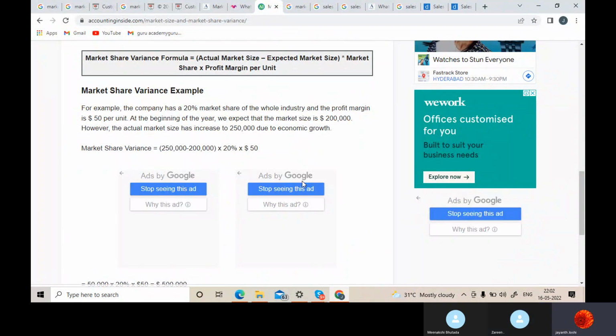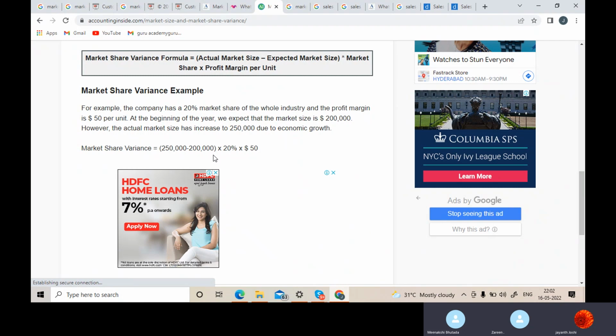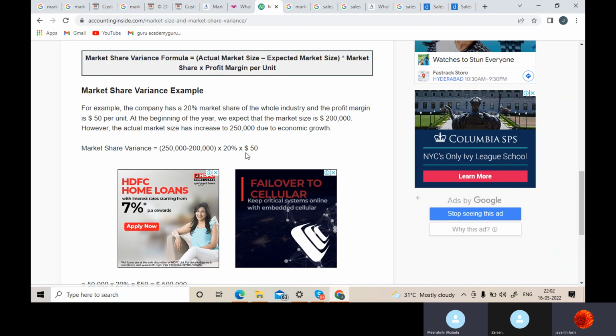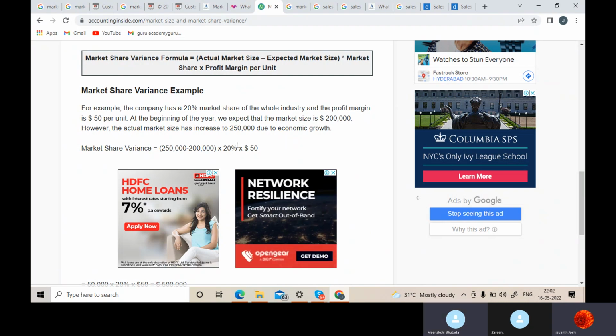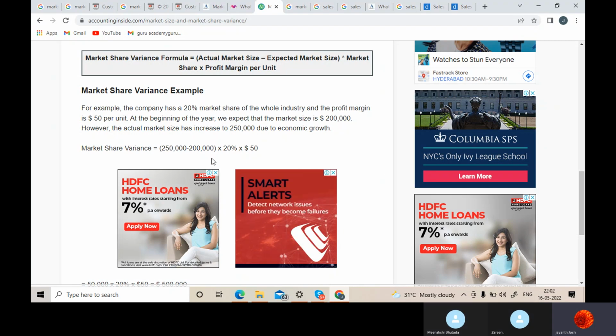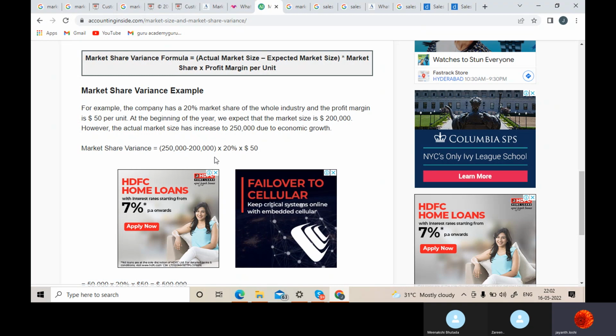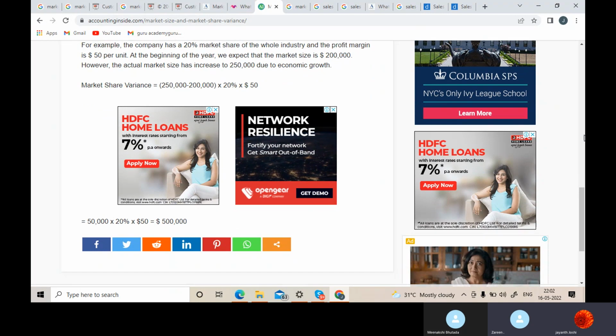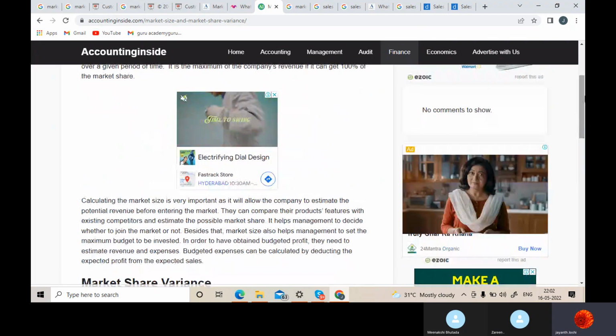Sorry, size variance. So what is the actual market size? 2,50,000. What is the budgeted market size? 2 lakh. And the unit contribution margin is 20%. Budget contribution margin is 50 rupees, and market share is 20. So you get market size variance, correct? You expected 2 lakh, but it is 2,50,000. It's favorable. Yes, favorable. We'll go for one more question.